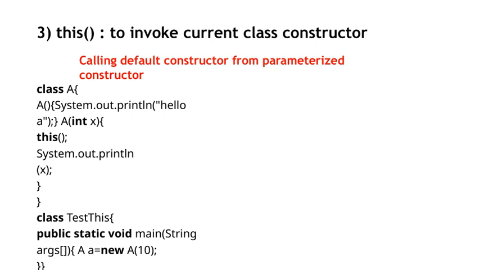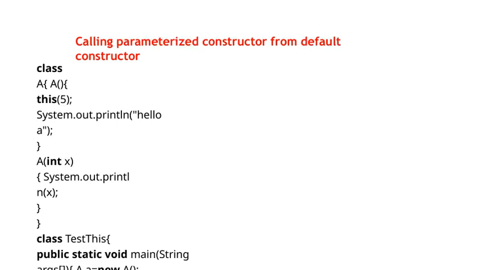This demonstrates how this() helps us reuse constructor code within the same class, promoting cleaner and more efficient code. Remember, this() must be the very first statement in the constructor. Connecting this to our overall theme, understanding constructor chaining with this() is essential for designing flexible and maintainable classes in Java. Now let's take a closer look at this example.